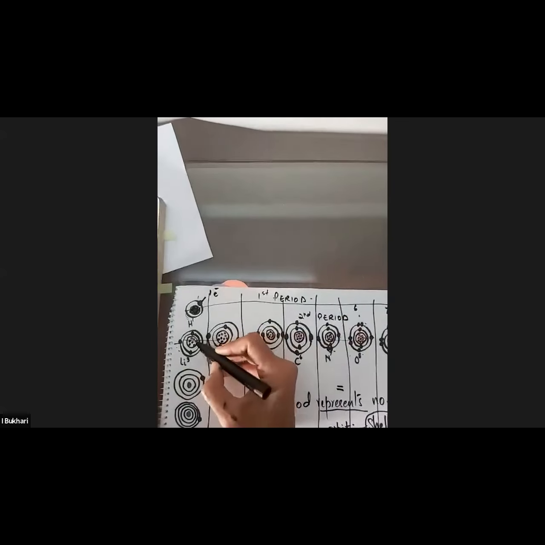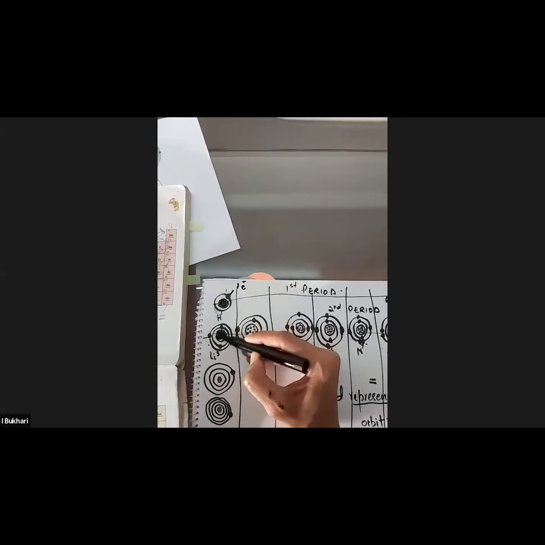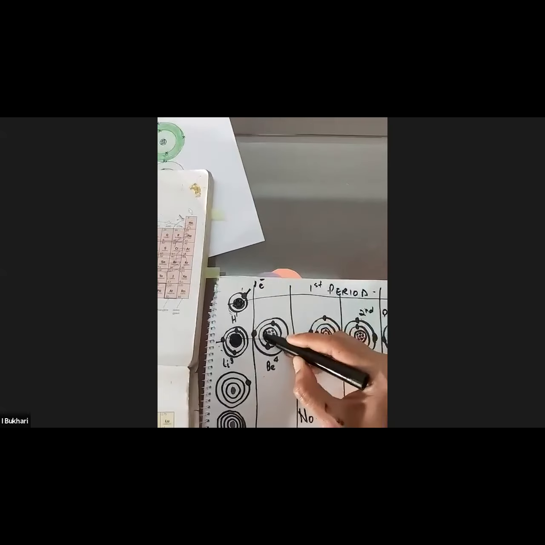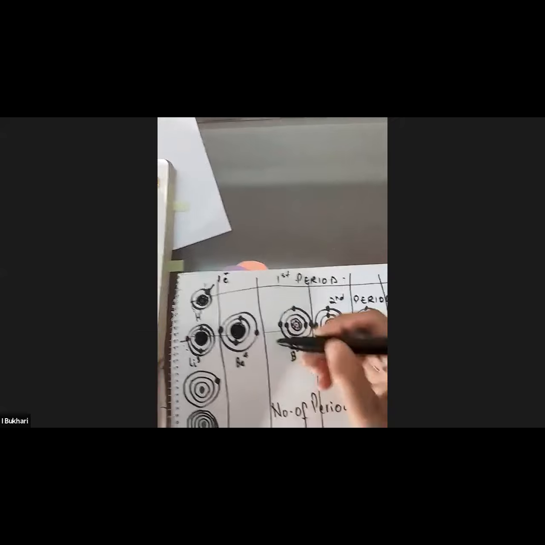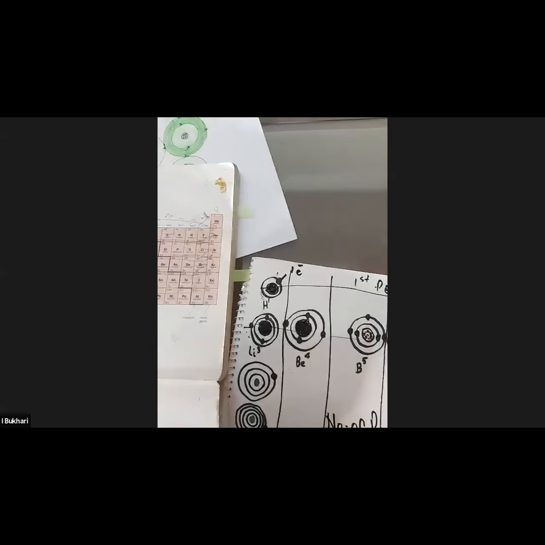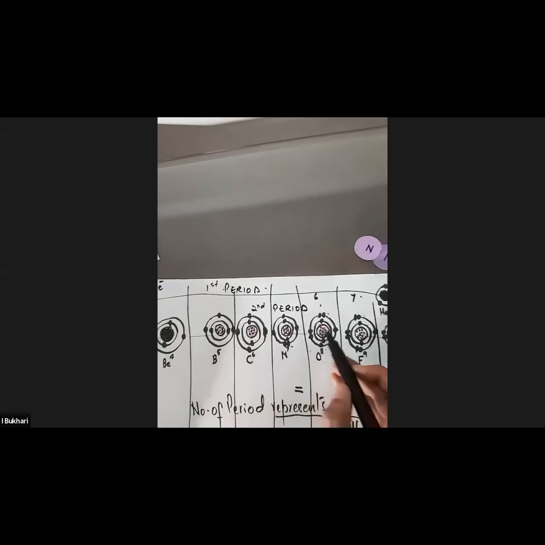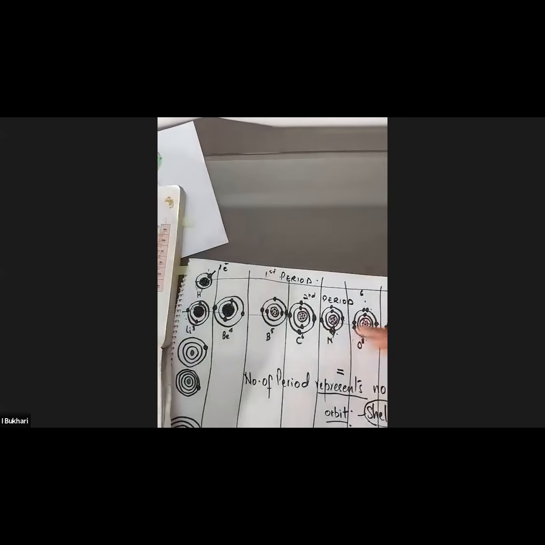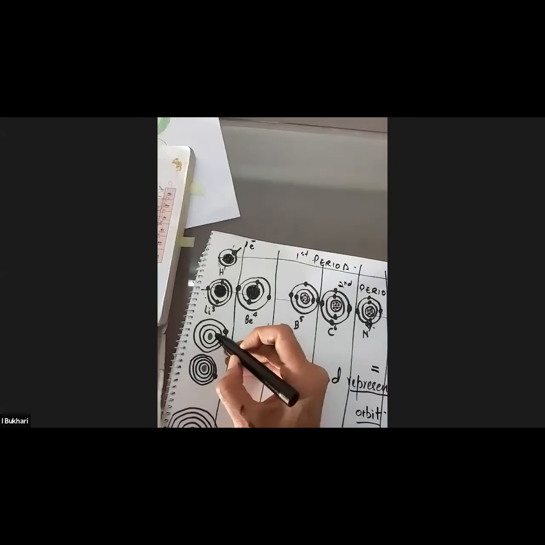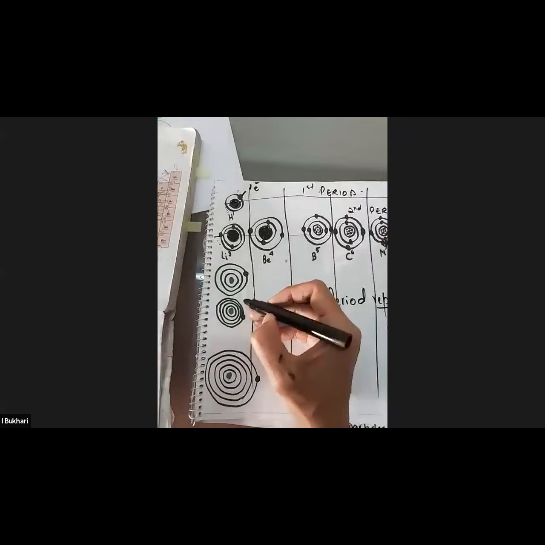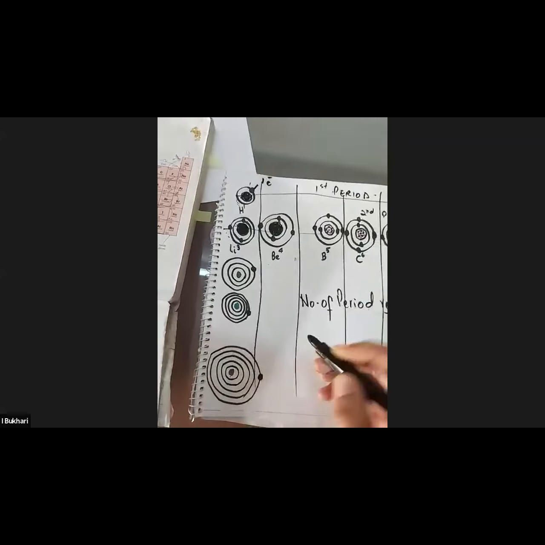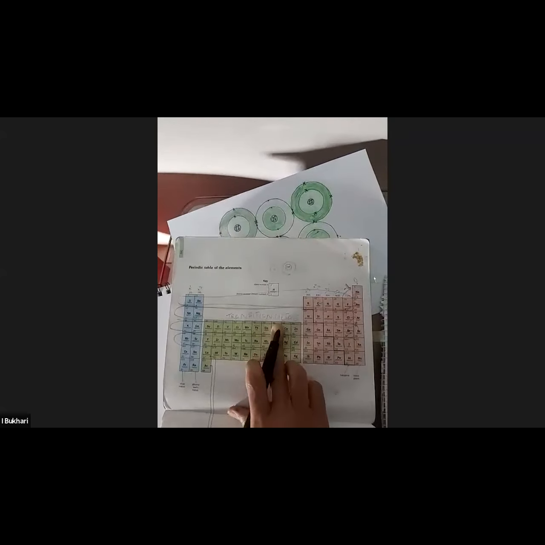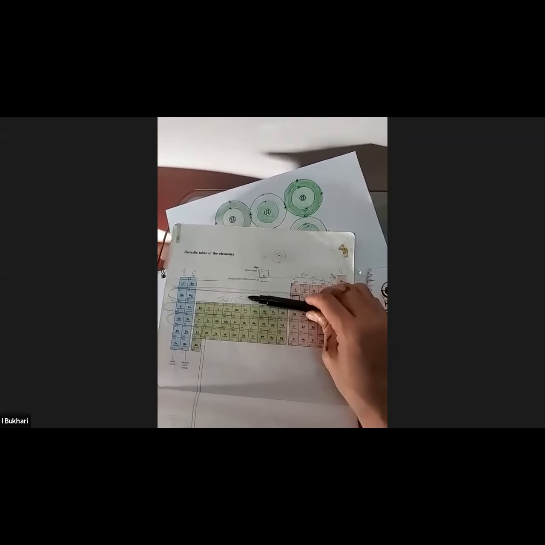Second period, two shells. I will shade the nucleus so that you don't get confused by it. Can you see two shells? Yes. All of them have two shells. Appreciate the fact that all of them have two shells. Why? Because all of them are in the second period. Third period, how many shells? One, two, three. Fourth period, how many shells? One, two, three, four. And that's the period where the transition metals come in.